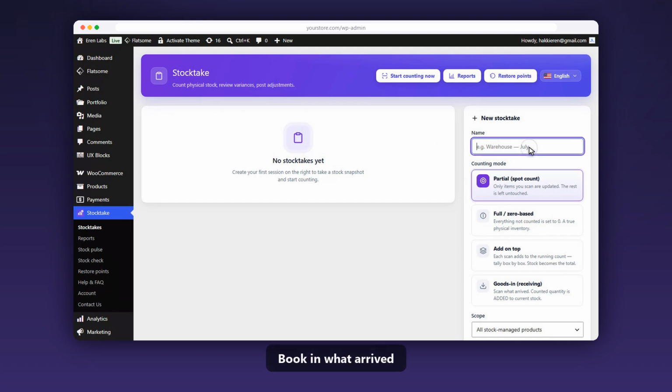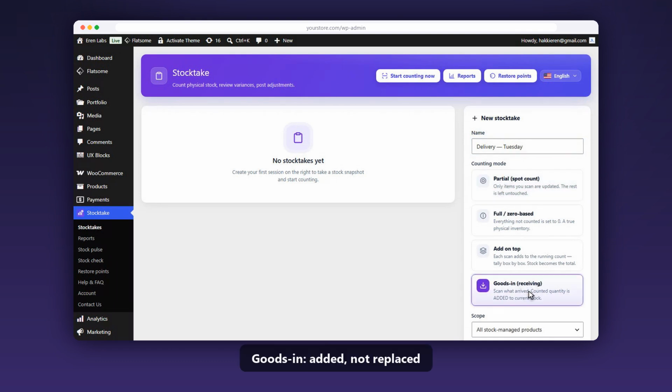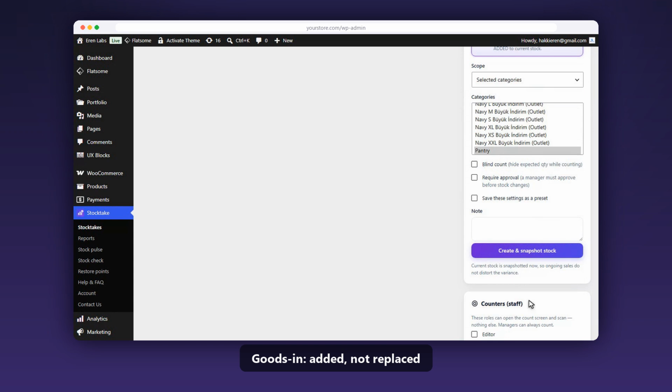A delivery arrives. You do not want to recount the whole shelf. You just want to book in what turned up. So pick Goods In mode. A normal count replaces your stock with what you counted. This one adds what you received to what is already there.